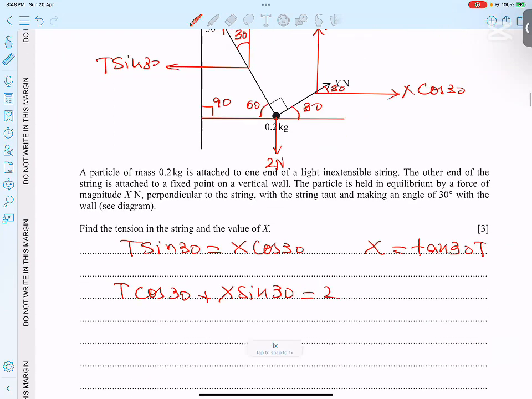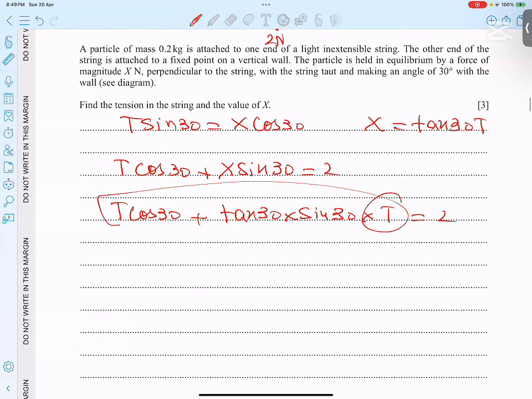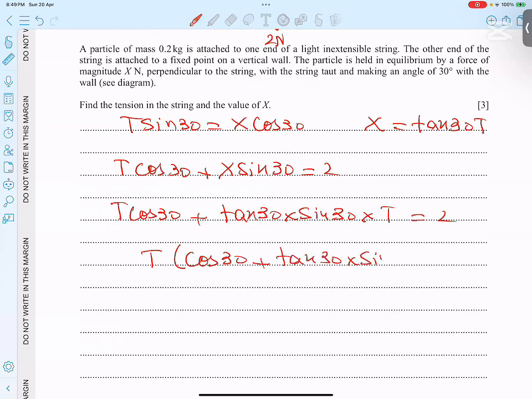I have two equations, students. I have to solve them simultaneously. I brought this cos down, I got a tan. This value of X, I'm going to plug in here. So T cos 30 plus the X value, I'm writing here T tan 30 into sine 30, into capital T. This T I'm keeping at the end. What is common from here? T common out. And in the bracket, I got cos 30 plus tan 30 into sine 30 equal to 2. When it goes down, I will get the T value from here.